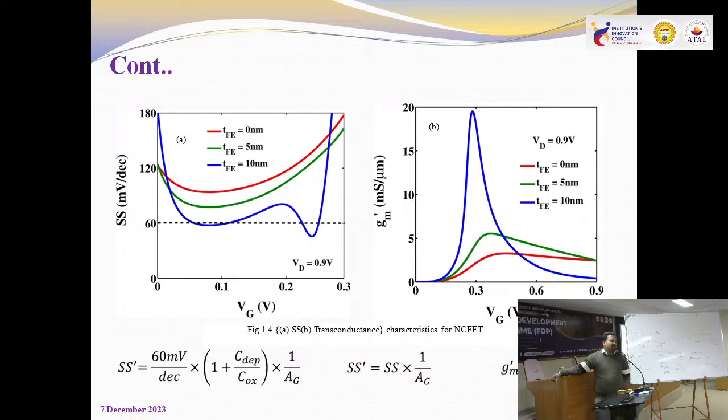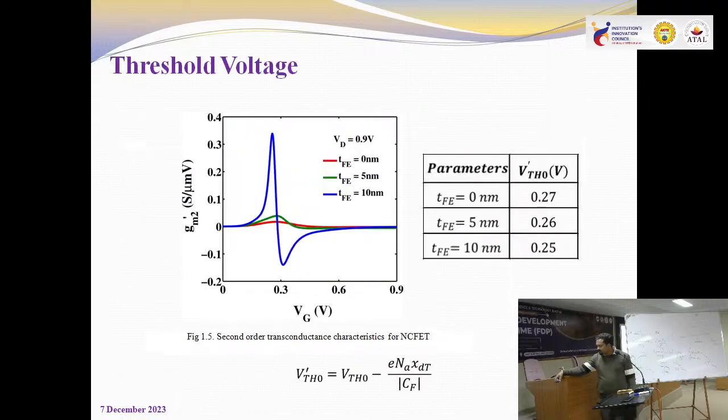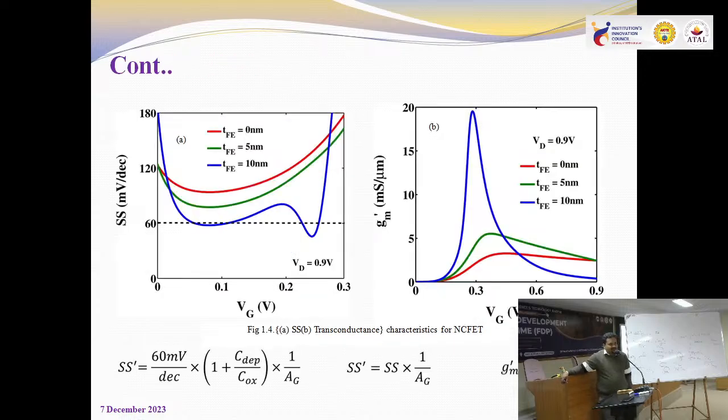Now we are discussing the transconductance. Transconductance is del of ID versus del of VG. That is quite obvious. So the transconductance of NCFET is Ag times the transconductance of MOSFET. Now we see here, this is the transconductance for MOSFET. This is the transconductance for NCFET at 5 nanometer, and this is the transconductance of NCFET at 10 nanometer. It has increased. But it is at the cost of the value of SS being less than 60. But we want our value to be less than 60. Okay. It is advantageous.